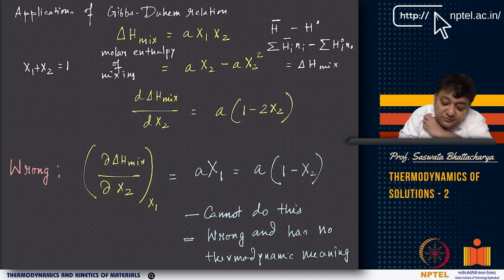So here you know this expression A x1 x2. By the way, you can plot it, where x1 goes from 0 to 1, or x2 goes from 0 to 1. As you can see, this is the equation of a parabola: A x2 minus A x2 squared is a quadratic equation. Now you see d delta H mix/dx2. I haven't used a partial derivative here, I will come to that. I am writing d delta H mix.